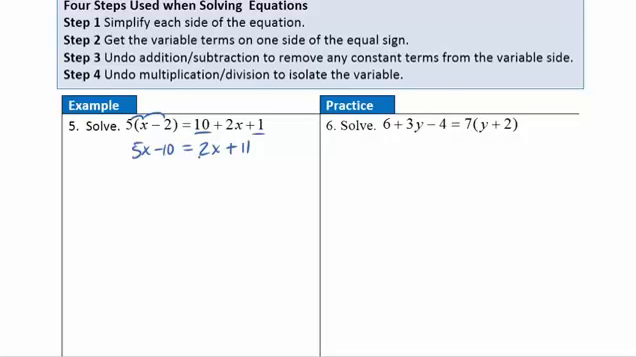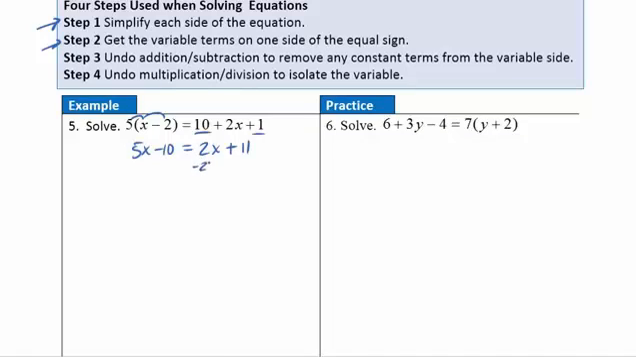And I could have written the 11 first, but I'm just used to the habit of writing things in descending order, which is probably a good idea. Helps organize the problem. Okay, now I've got each side simplified. Now I could say, all right, are there variable terms on both sides of the equation? Because notice, step 1 is to simplify. Then step 2 is to make sure we get the variables all to one side. So I do have variable terms on both sides.